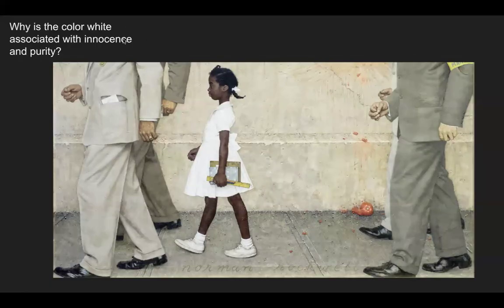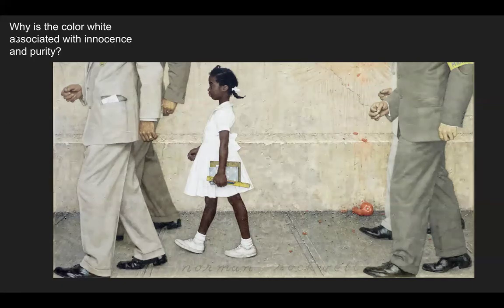So this is a very famous painting by Norman Rockwell, an artist who's often on the walls of the doctor's office, the dentist's office. And this is a painting showing the first African-American girl being escorted to school, I guess, during the time of segregation, the end of segregation. So what we're looking at are four federal officers escorting her to school, right?